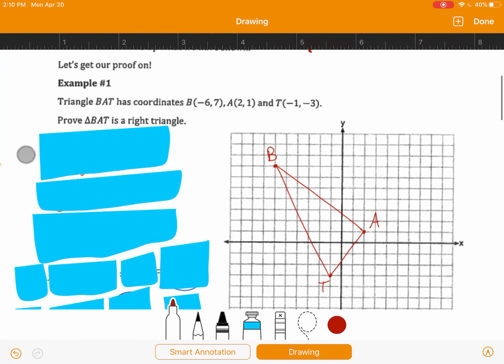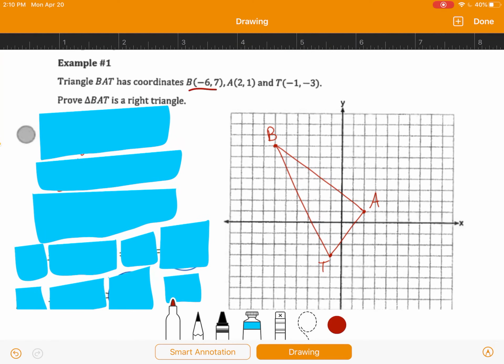So for this one, we are given 3 points, and you're going to graph them. And then we're going to prove that we have a right triangle. So we're going to start with our right triangle, and we're going to try and work that back into finding a way to plug points into a formula. Okay, so let's start with a right triangle.